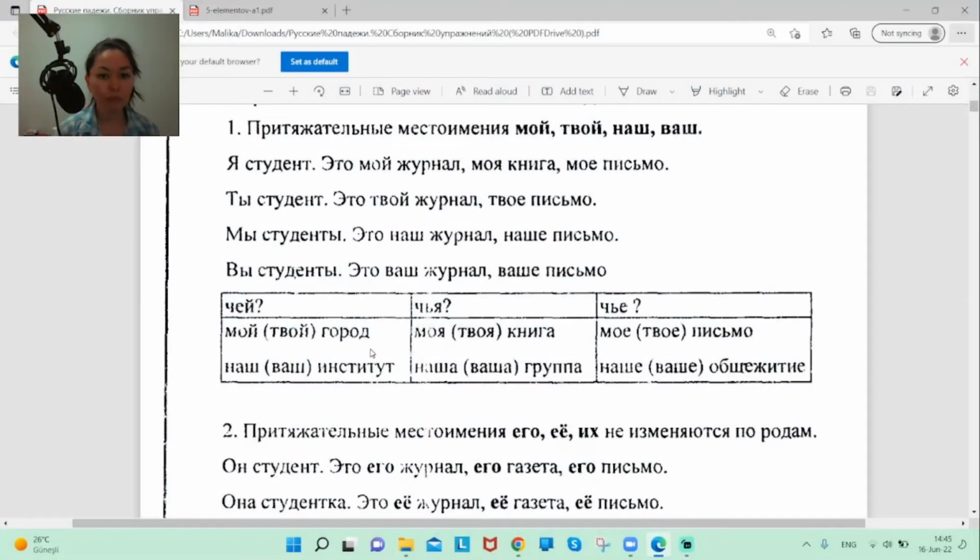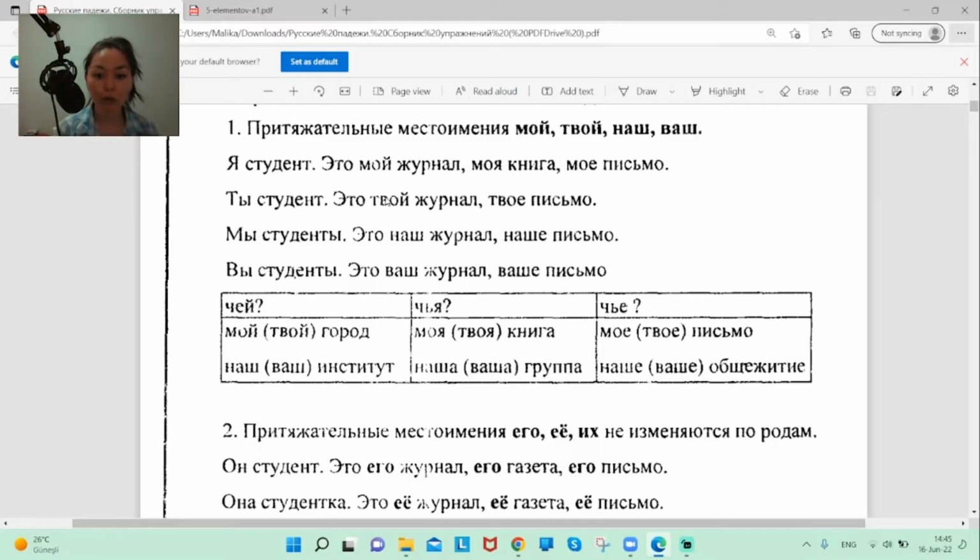Хорошо. Now, ты becomes твой телефон, твоя книга, твоё письмо. Мы, we, our, наш телефон, наша книга, наше письмо. Вы, your, ваш телефон, ваша книга, ваше письмо.